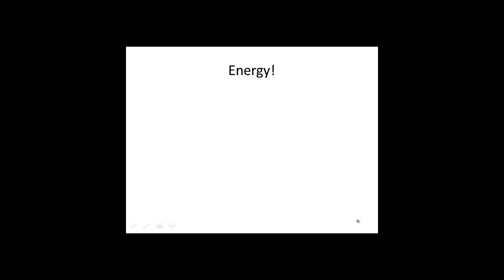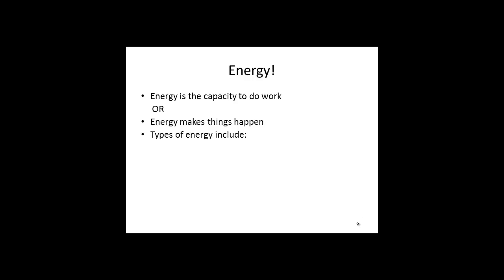So far in our unit on energy, we have learned that energy is the capacity to do work. Another word for capacity is ability. Or another way of saying that is that energy makes things happen. Some of the types of energy that we've looked at so far include kinetic energy, which is the energy of movement, heat energy, light energy, sound energy, and electrical energy.